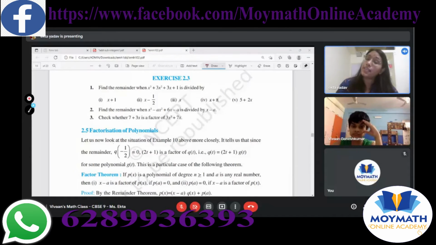The divisor is a linear polynomial. So in the first part, what is the a in x plus 1? Put the value in the given polynomial. Find p(1). Tell me what is the remainder.